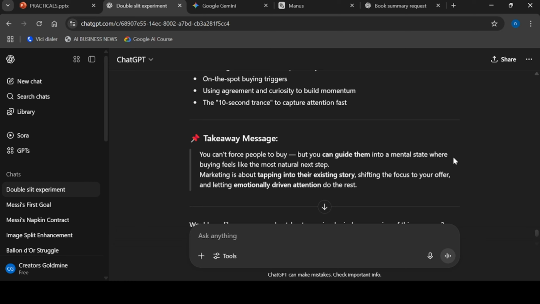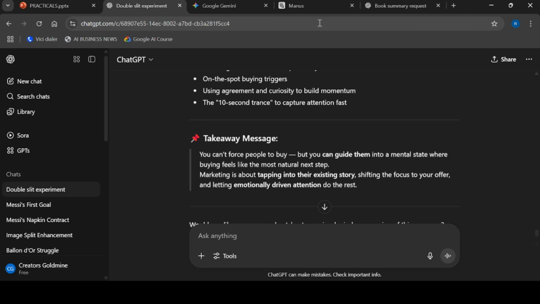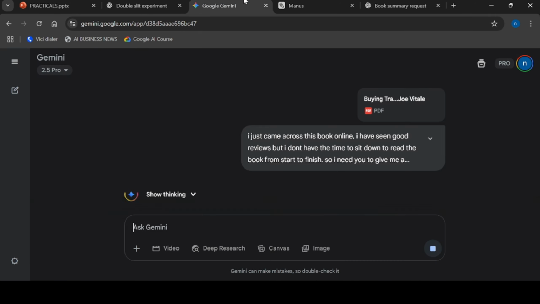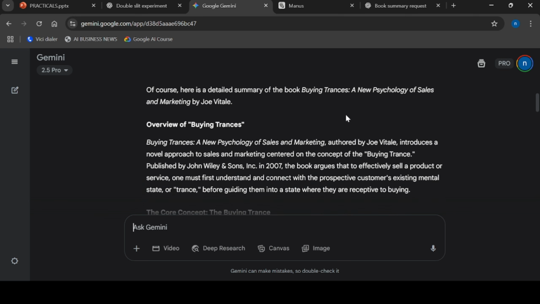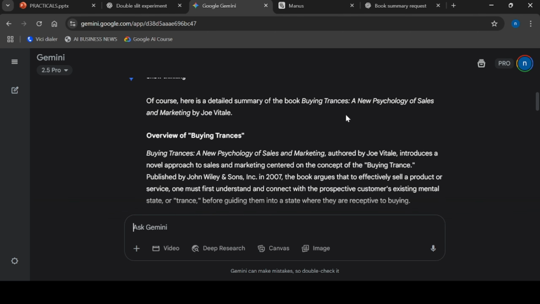Imagine you're a student now. Okay, let's do something beautiful. Let's study a complex topic, mathematics. Okay, first of all, let's see what Gemini gave us for this book, The Buying Trances by Vitale. Now, here's what it gave us: overview of buying trances.